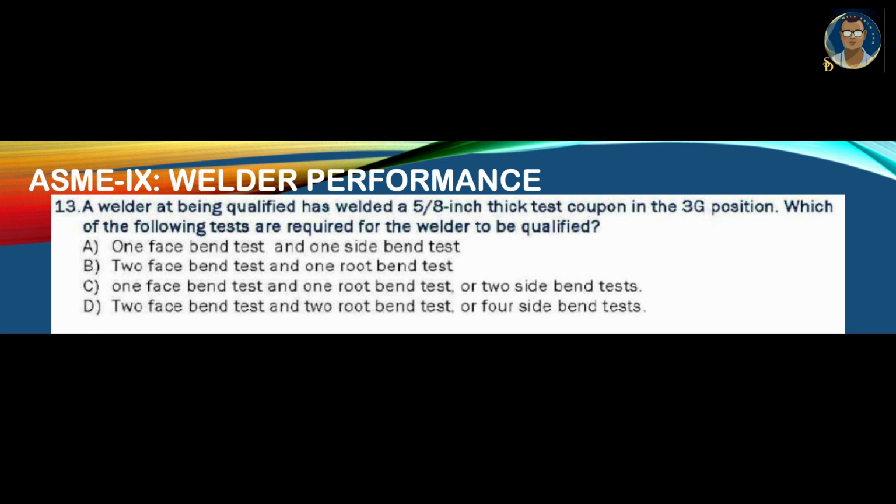Question 13. A welder being qualified has welded a 5/8-inch thick test coupon in the 3G position. Which of the following tests are required for the welder to be qualified? 1 face bend or 1 side bend, 2 face bends and 1 root bend, 1 face bend, 1 root bend and 2 side bends, 2 face bends, 2 root bends and 4 side bends. The answer is option C, 1 face bend, 1 root bend and 2 side bends.